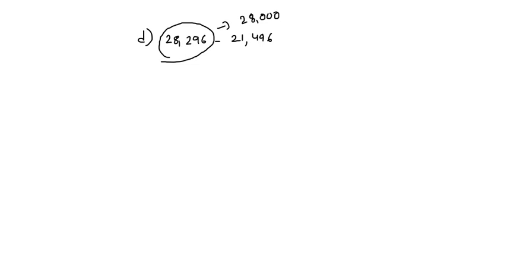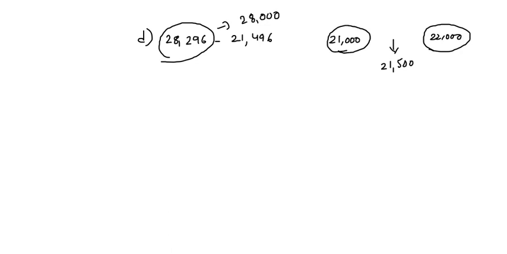21,496 is nearer to 21,000. How are we taking 21,000 here? See here, 21,000 to 22,000. In between we have some numbers, right? 21,001, like that, many numbers come in between. If I get to 21,500, it means we round off to 22,000. But if the number is less than 21,500, we have to round it off to 21,000. Now we are getting 21,000 here.